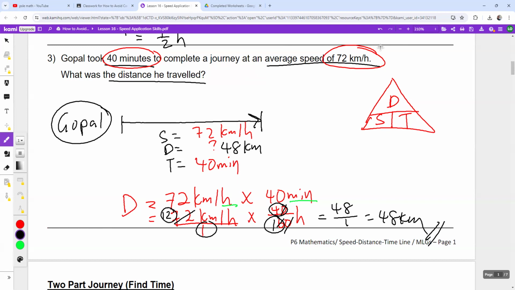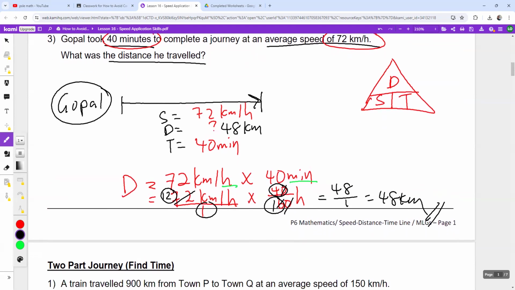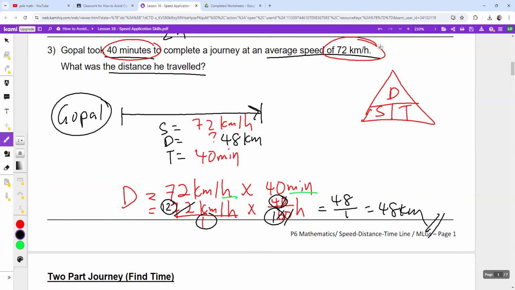So for this question 3, you can see that it's a one-part journey model and it's not very hard to draw. In our next lesson, we are going to build on this model and learn how to draw a two-part journey. That will be quite interesting.